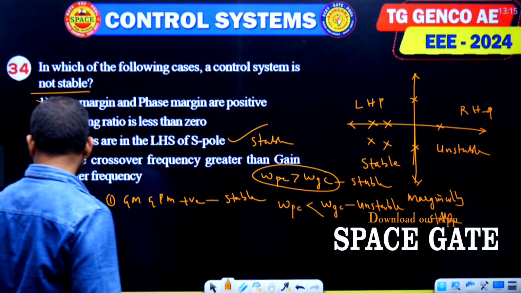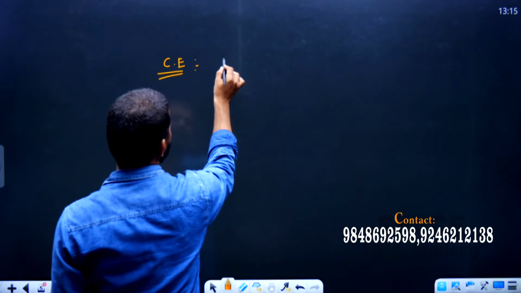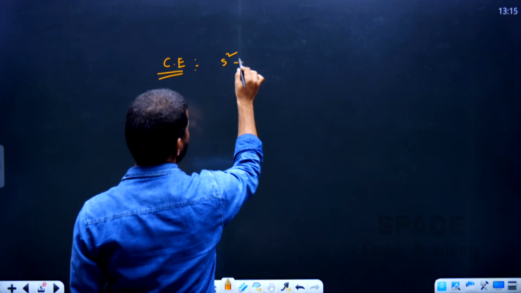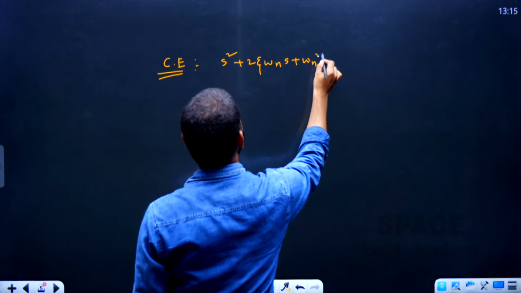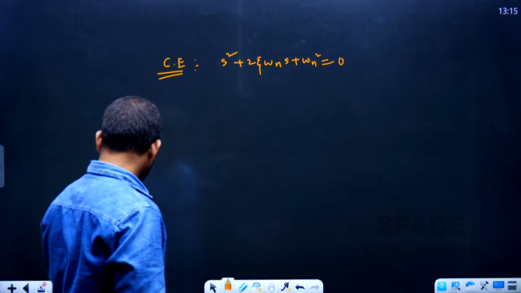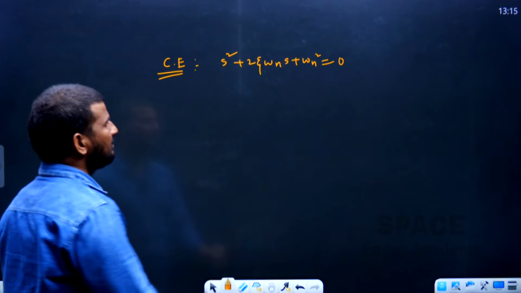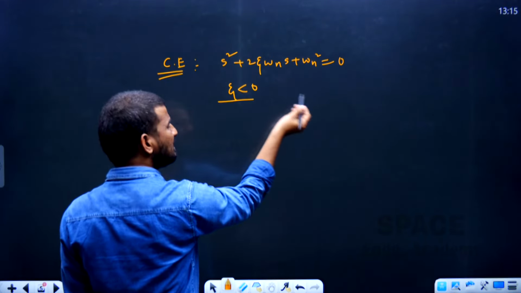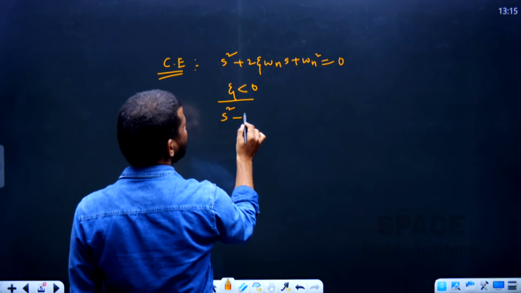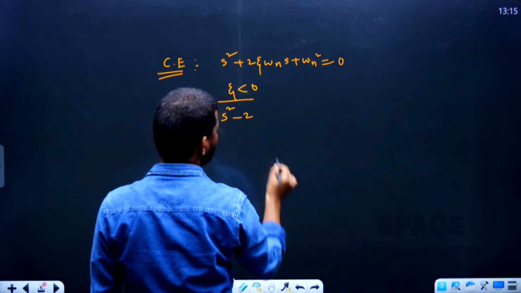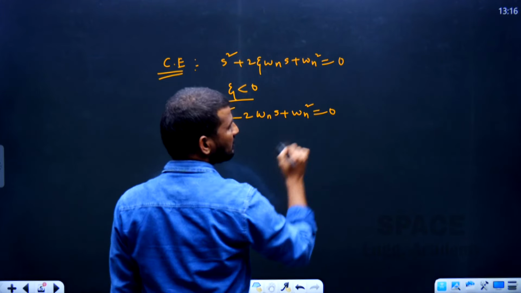Anyway, let us verify it. If you take the characteristic equation, the second order characteristic equation, that is s square plus 2 zeta omega n s plus omega n square is equal to 0. As he mentioned, the damping ratio is less than 0. That means, let me take minus 1, since minus 1 is also less than 0. If I take minus 1, this is going to be s square minus 2 omega n s plus omega n square is equal to 0.